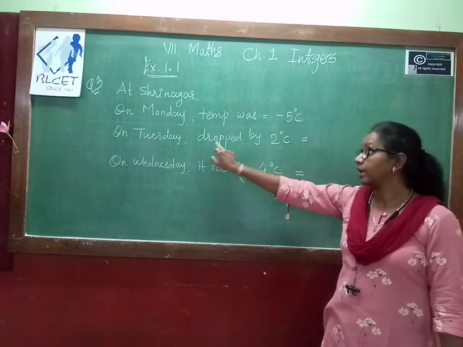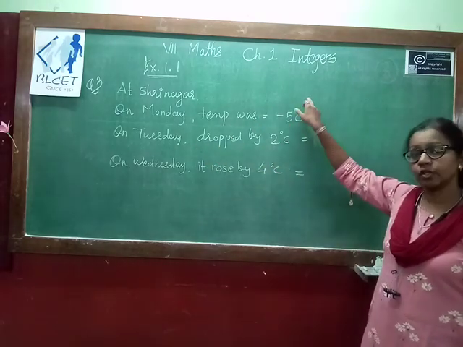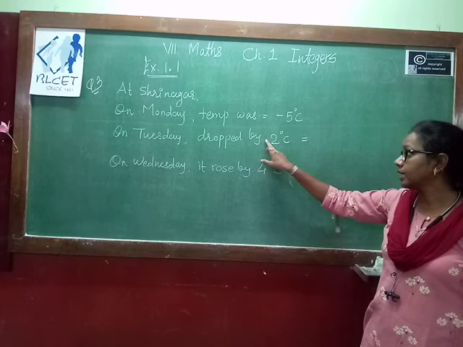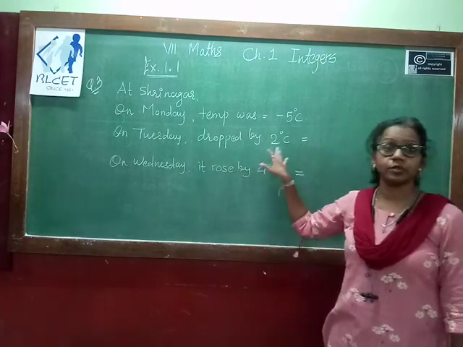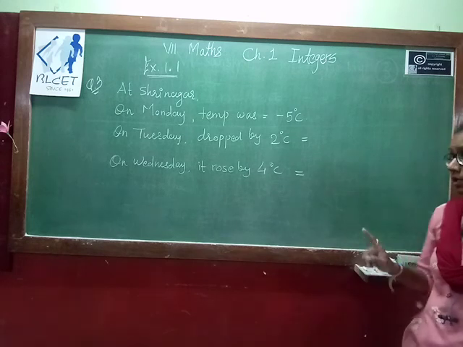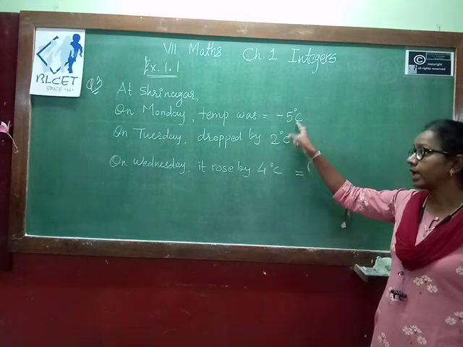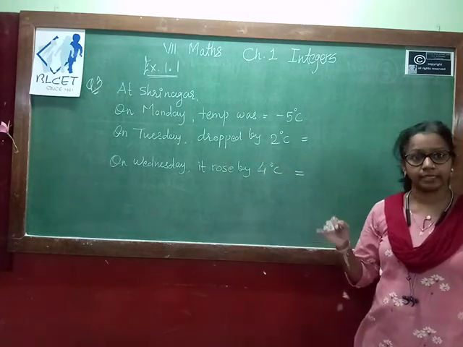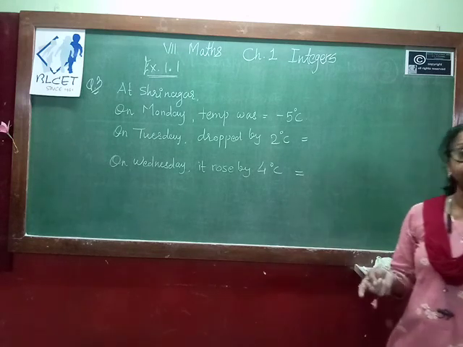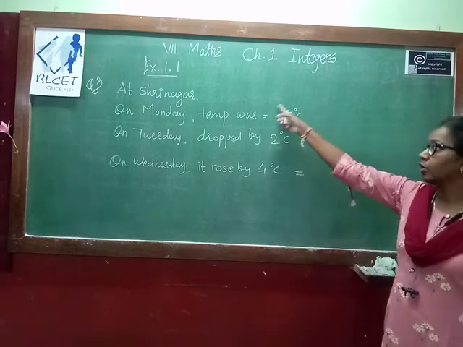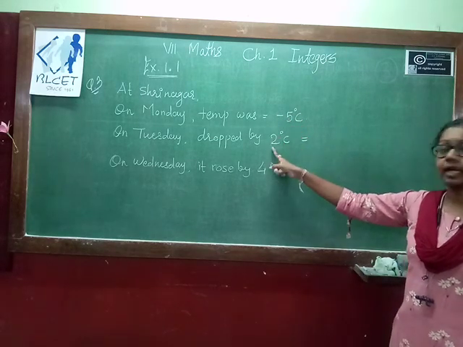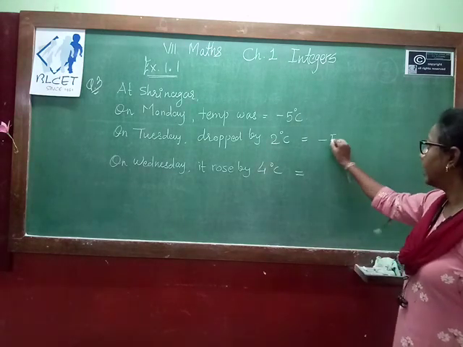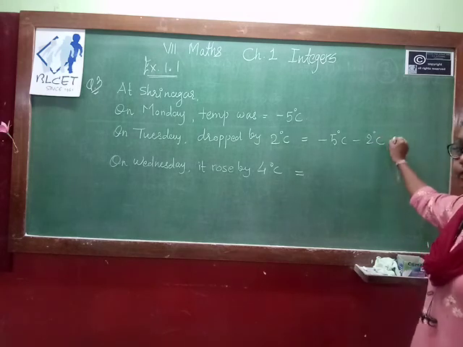Now on Tuesday, whatever temperature was on Monday, it dropped by 2 degrees Celsius. It doesn't mean that the temperature on Tuesday was 2 degrees Celsius. Again I am repeating, what is given? Whatever temperature was on Monday, it dropped by 2 degrees Celsius on Tuesday. Drop means less, down, decrease, so we have to subtract. Whatever temperature was given on Monday, from there we have to subtract the drop of 2 degrees Celsius. So minus 5 degrees Celsius, minus 2 degrees Celsius. What is your answer?